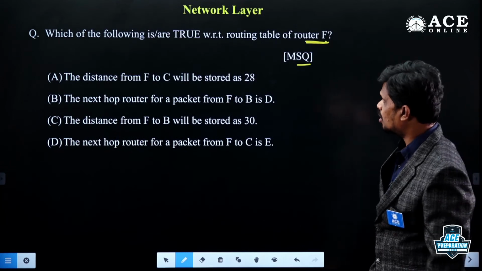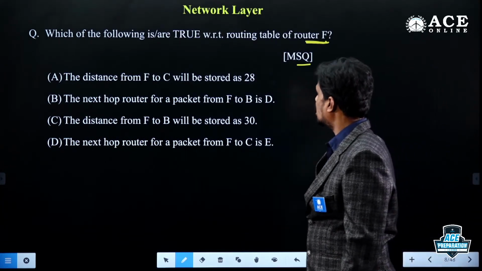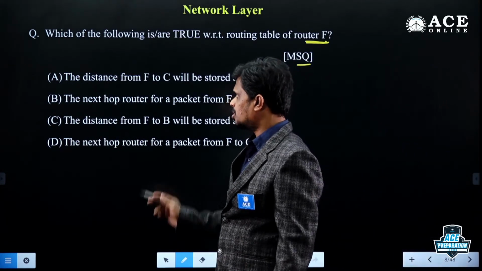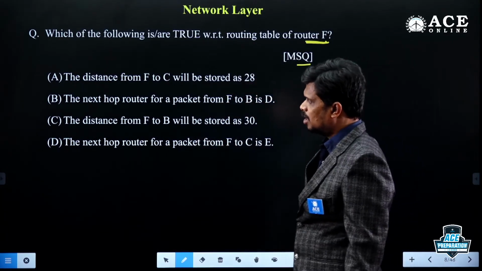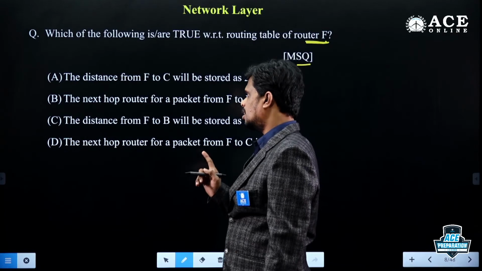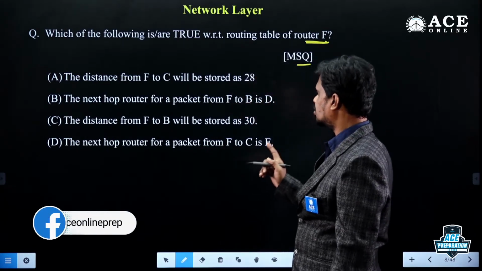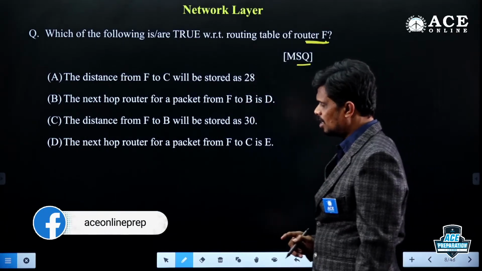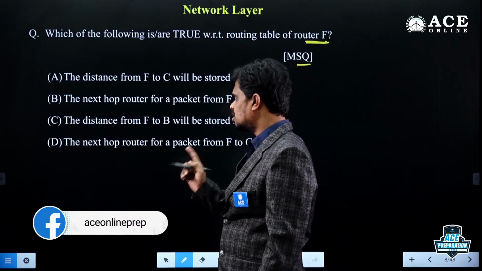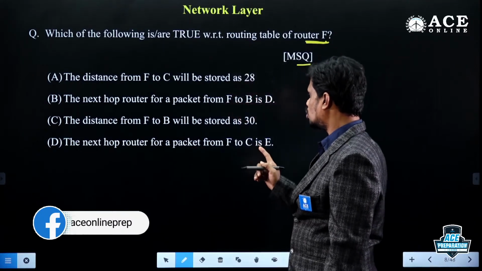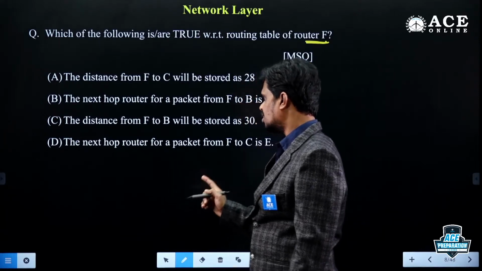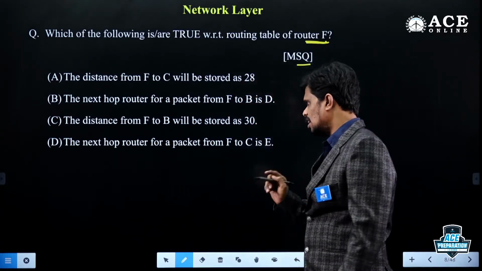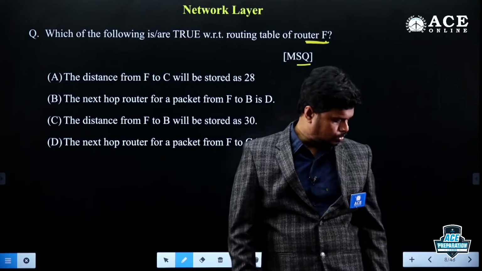Which of the following is true with respect to the routing table of router F? Option A: the distance from F to C will be stored as 28. Option B: the next hop router for a packet from F to B is D. Option C: the distance from F to B will be stored as 30. Option D: the next hop router for a packet from F to C is E. So what is the answer for this question?